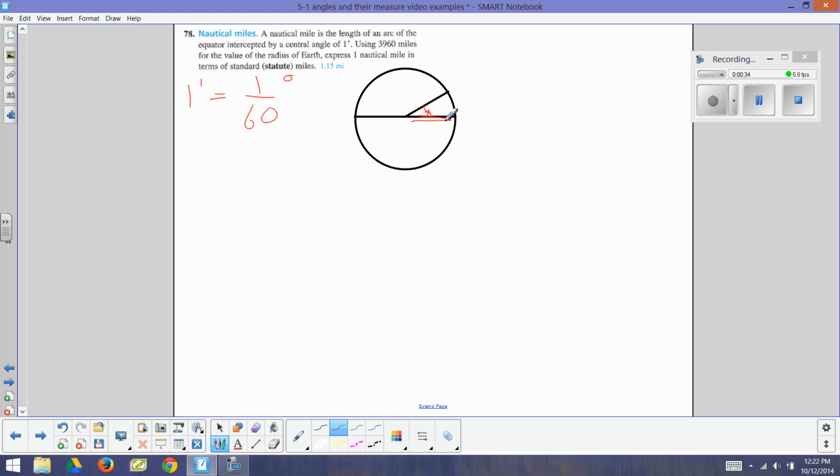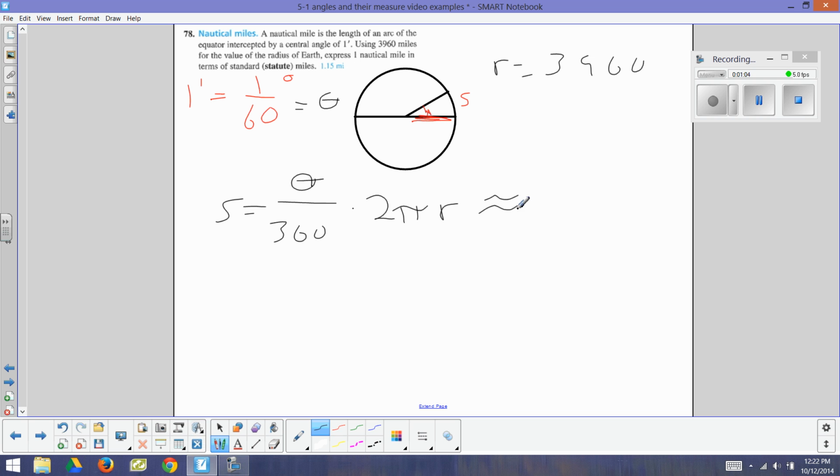The radius of the Earth, they said you use 3,960 miles. They want to know what 1 standard mile is. That would be S, my arc length. So let's plug in what I know. S is equal to theta over 360 times 2 pi r, and r is 3,960 miles. Pick up your calculator, put everything in your calculator, and you should get 1.15 miles.